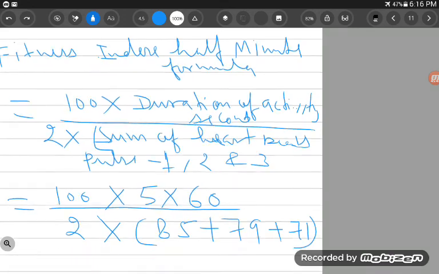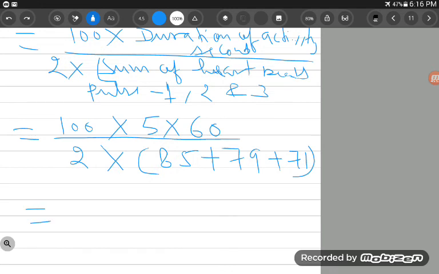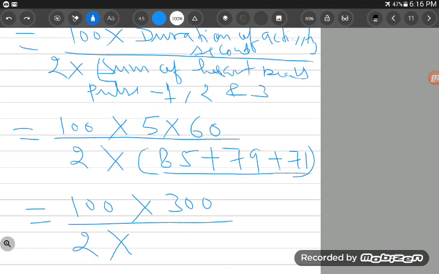100 multiply 5 multiply 60 is equal to 300 upon 2 multiply the sum of pulses. When you add here, you will get 235.